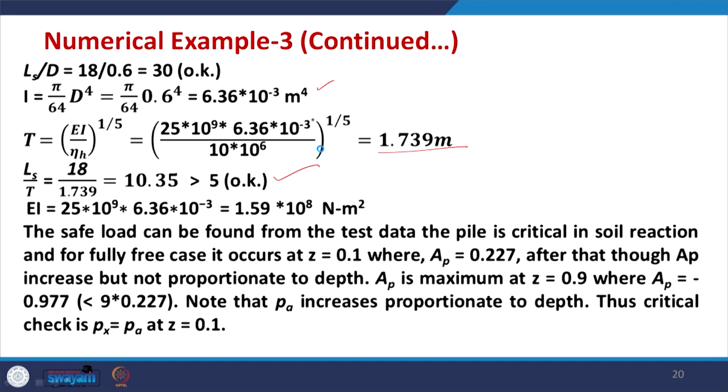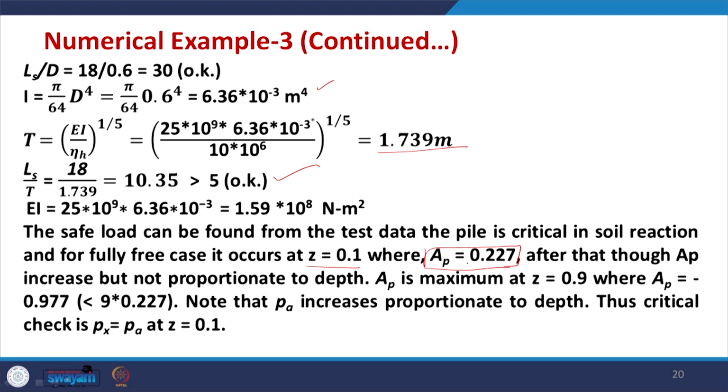So, here the safe load can be found from the test data. The pile is critical in soil reaction, and for the fully free case it occurs at Z equal to 0.1 where AP is 0.227. After that, though AP increases, it is not proportional to depth. AP is maximum at Z equal to 0.9, where AP is 0.977 only, which is less than 9 times 0.227.